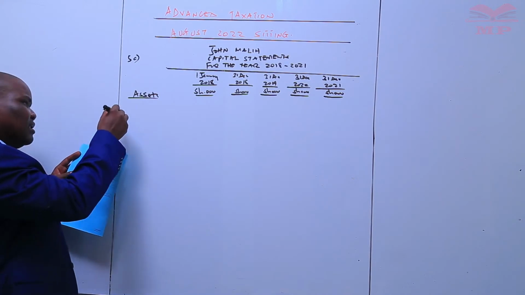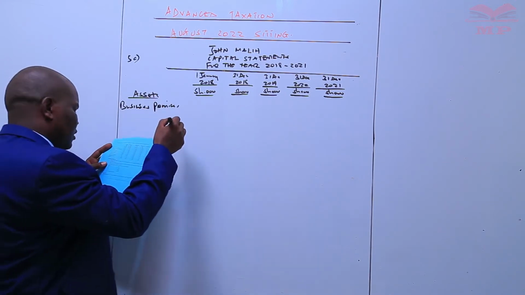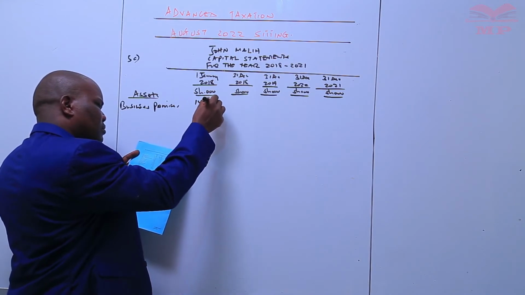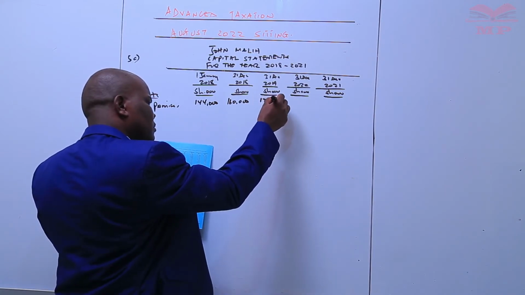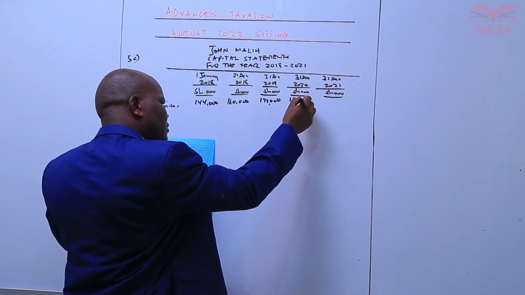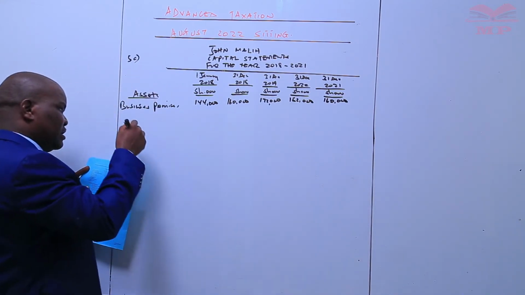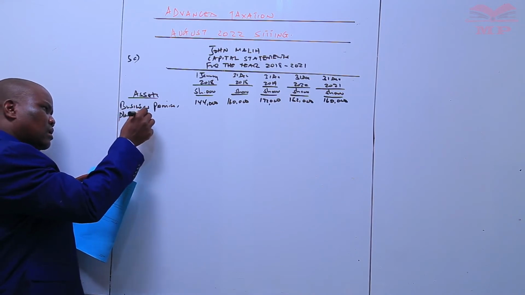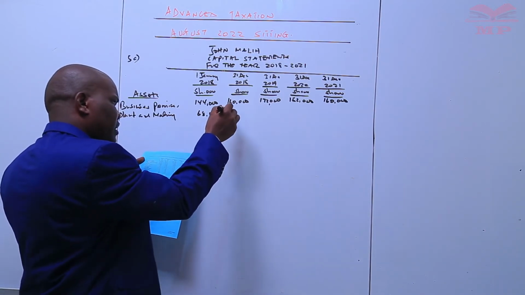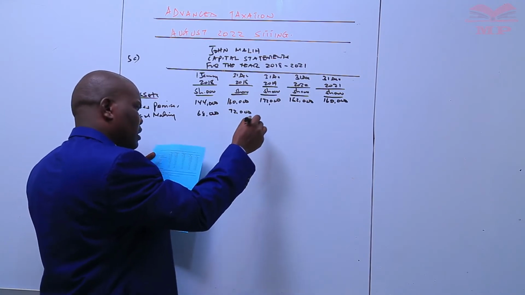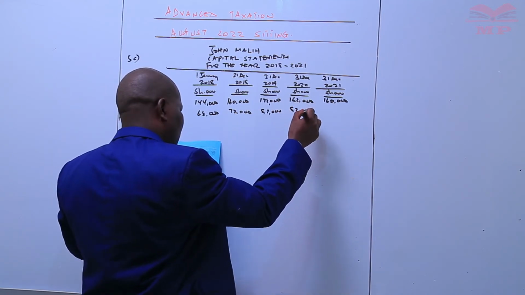So when we have business premises, that is an asset. Business premises 2018 January 144 million, 160, 172, 152, and 160 million. 2, we have plant and machinery. Plant and machinery are assets: 68 million, 72, 87, 82, and 92.